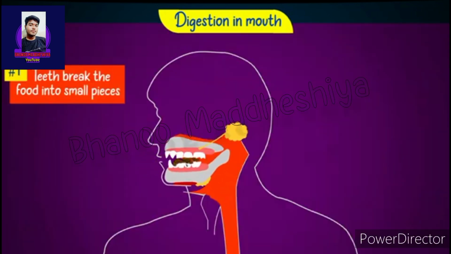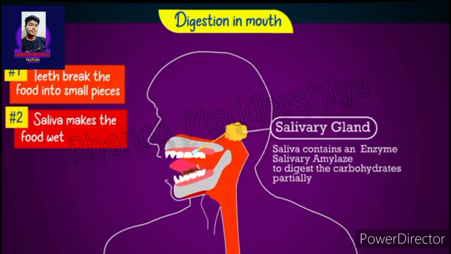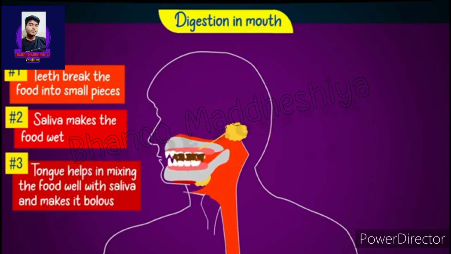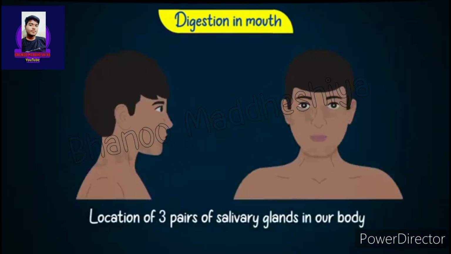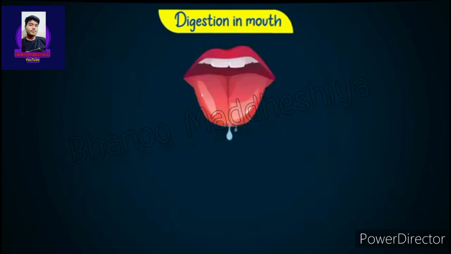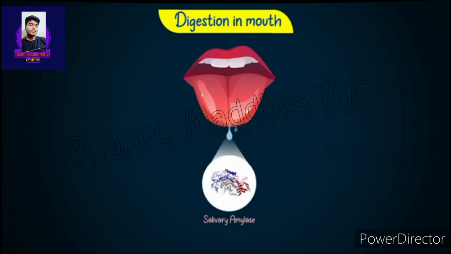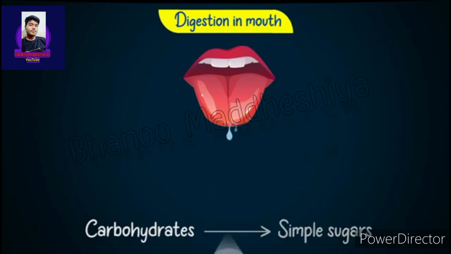Teeth breaks the food into smaller pieces. Saliva makes the food wet. Tongue helps in mixing the food well with saliva and makes it bolus. Saliva is a liquid secreted by 3 pairs of salivary glands present in our mouth. Saliva has an enzyme called as salivary amylase or ptyalin. It digests the carbohydrates like starch into sugars.